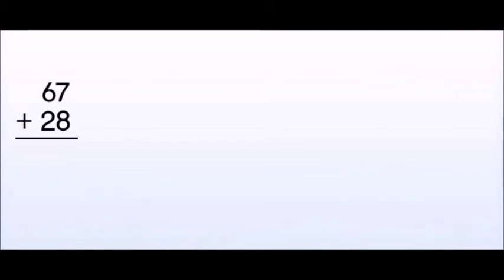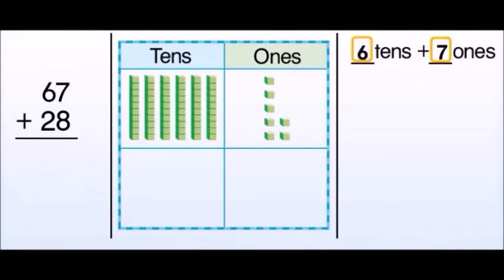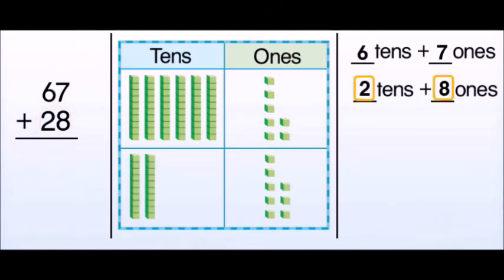Let's use base 10 blocks to model 67 plus 28. You can model the addends with base 10 blocks. Think, how many tens and ones are in 67? There are 6 tens and 7 ones. How many tens and ones are in 28? There are 2 tens and 8 ones.